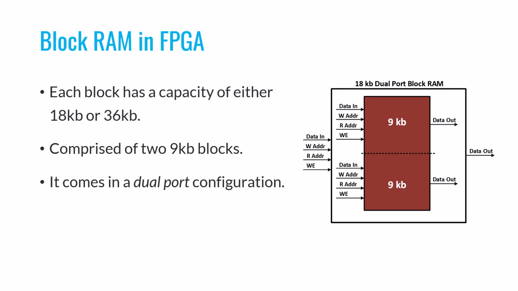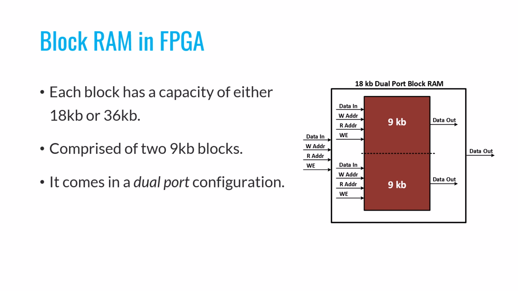As you can see in this diagram, there are two independent ports for data input and output. This means you can write data into the RAM through one port while simultaneously reading data from it through the other port. Now, each of these ports has its own independent address line. For example, here we have a write address line and a read address line. There is also a write enable input, which is used during the write operation.